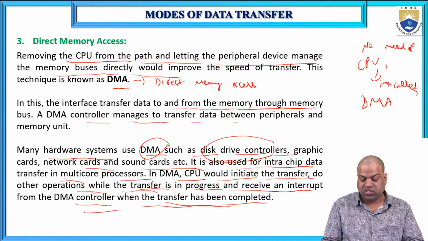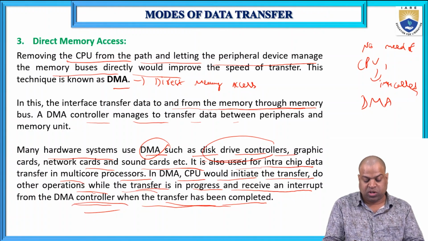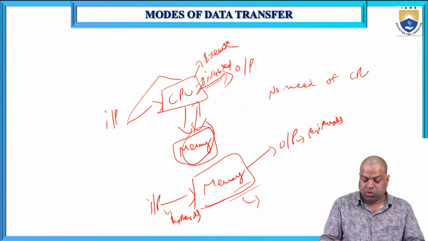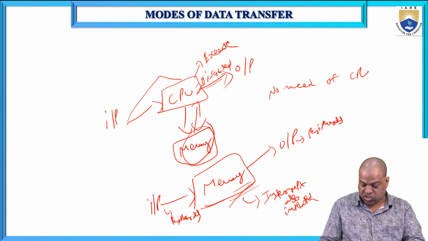the transfer is in progress, and receive an interrupt from the DMA controller when the transfer has been completed. So when the memory is input to output, then if you need an interrupt, it is also initiated. Interrupt also initiated through the memory to execute the output.